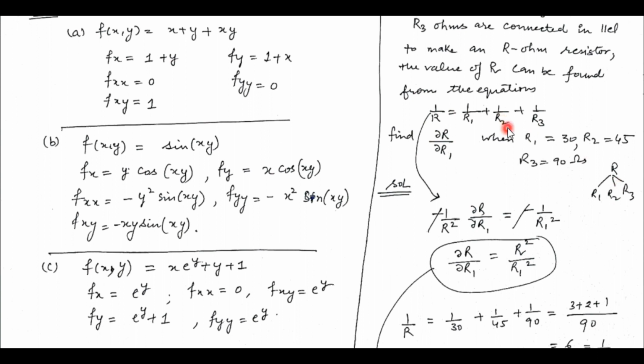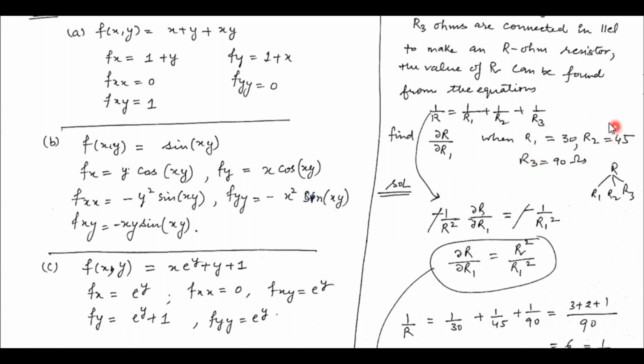Now since R1 is independent of R2 as well as independent of R3, the derivatives of those terms with respect to R1 will be 0. So we get the derivative of this term and this term only. And the derivative of 1 over R will be minus 1 upon R squared into the partial derivative of R with respect to R1. Similarly, the derivative of 1 over R1 will be minus 1 upon R1 squared. So after simplifying, we get the value of the partial derivative of R with respect to R1 will be this.